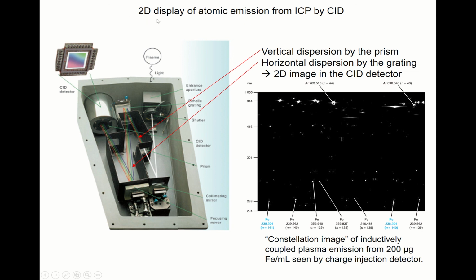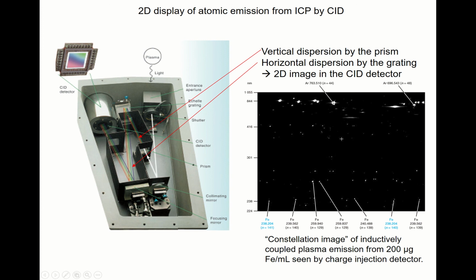This is a 2D display of atomic emission from ICP by a charge injection device. This charge injection device is two-dimensional. Here, light enters from this side, through this one, and then it is reflected by this collimating mirror, and the reflected beam goes to this grating. It is called an echelle grating.